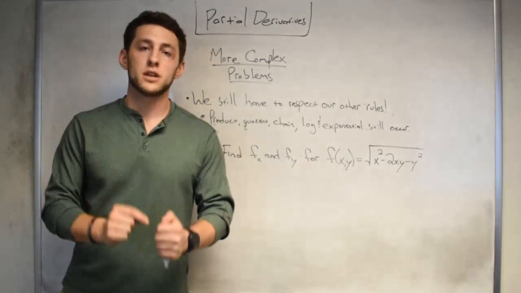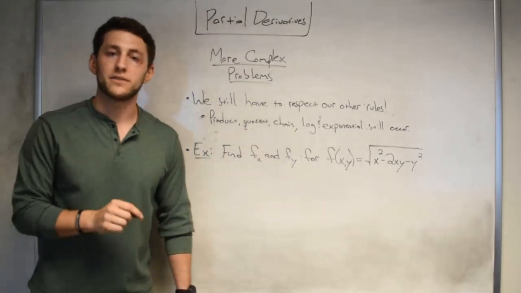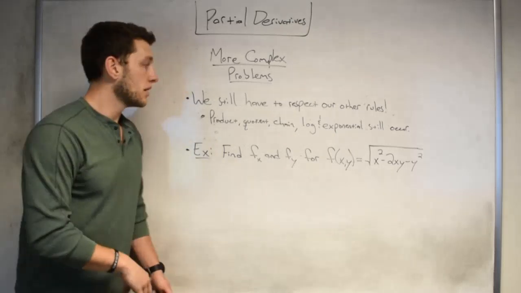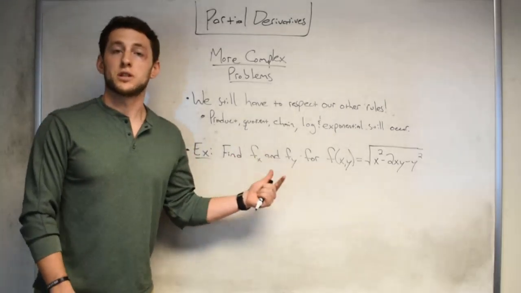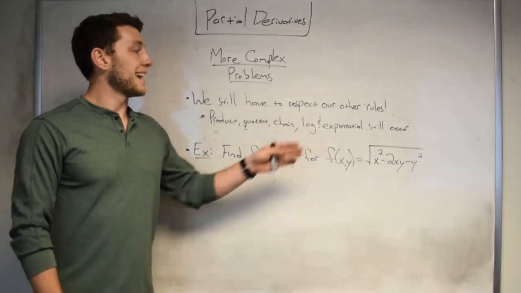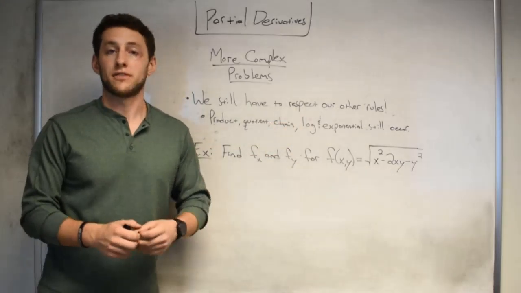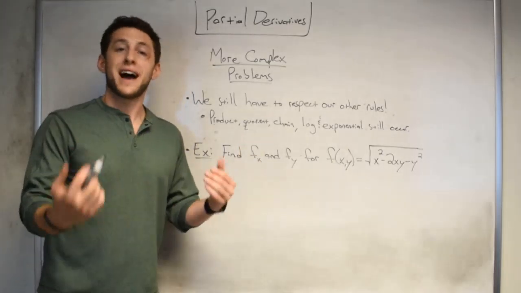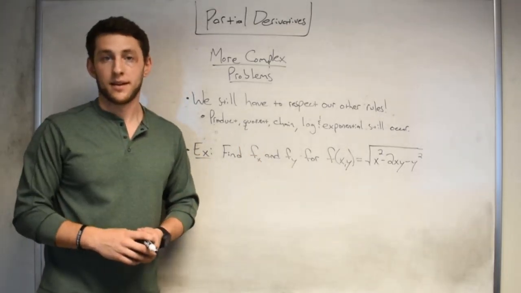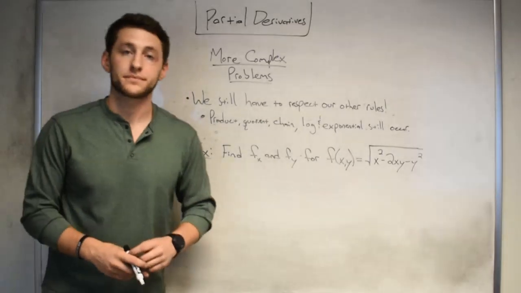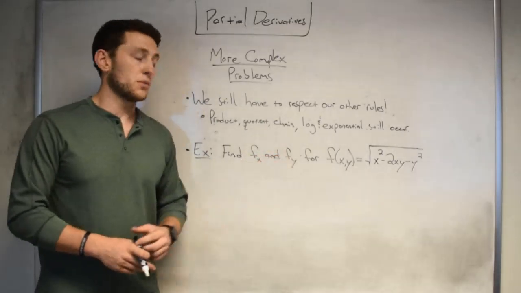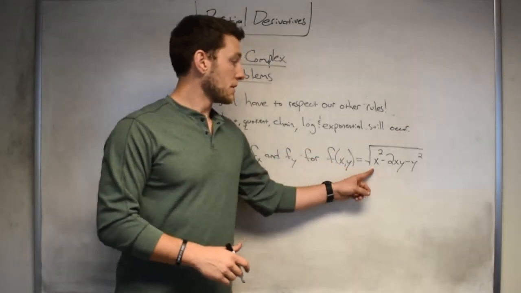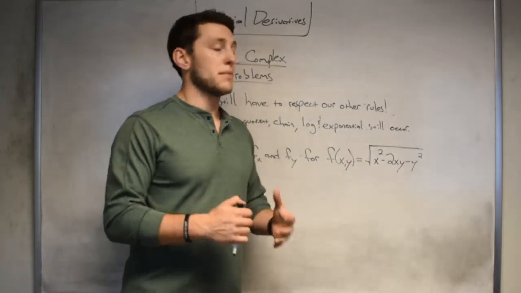Now, it is huge to note that just because we have a new way of deriving doesn't mean your old rules die. Therefore, these rules, the product, quotient, chain, log rule, and exponential rule, still occur and have their day in the sun. We just derive the x or the y variables as we learned in the previous slides. So let's consider the following example. Find f sub x and f sub y for the function f of x comma y is equal to the square root of x squared minus 2xy minus y squared.